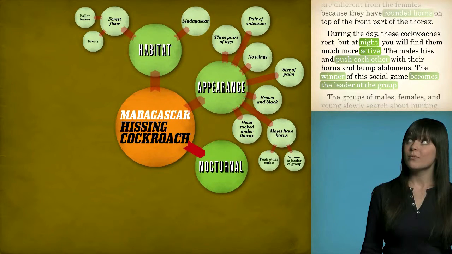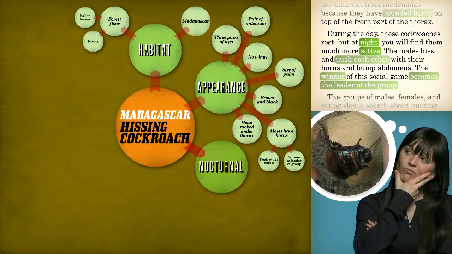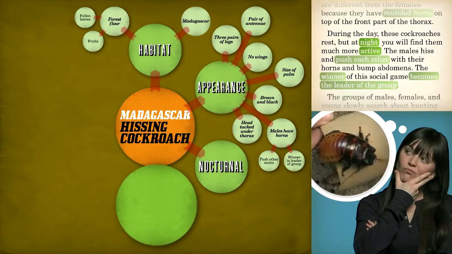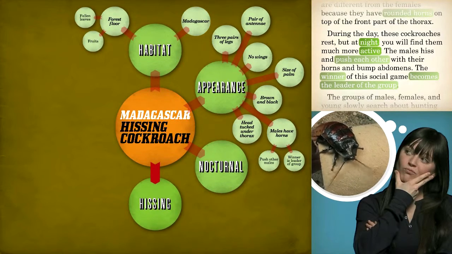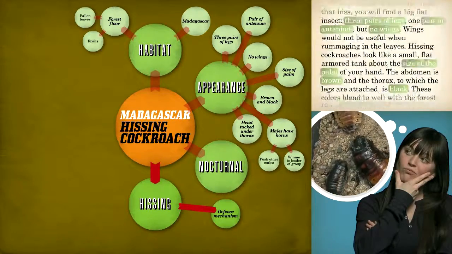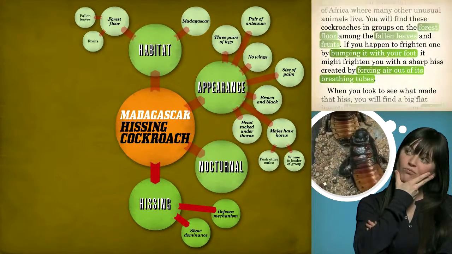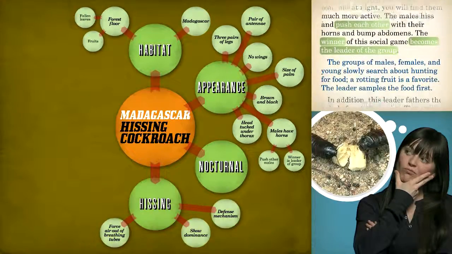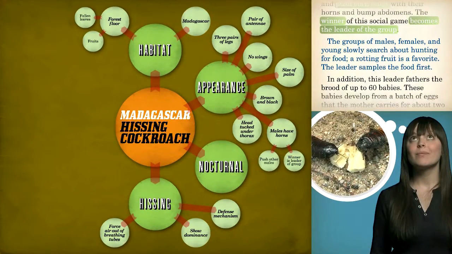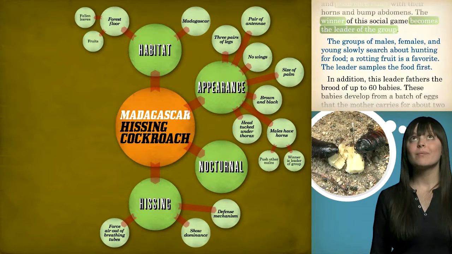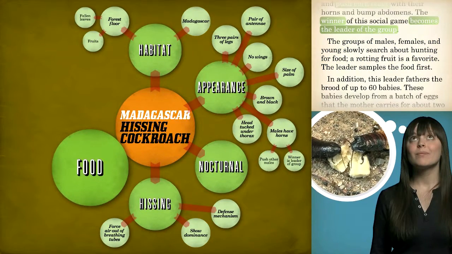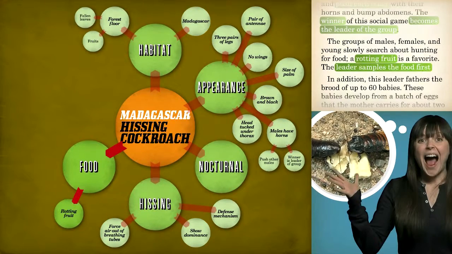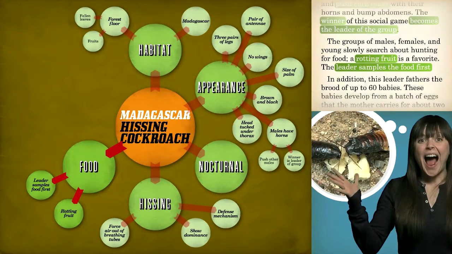All of this information helps me to better understand the hissing cockroach, where they live, and how they survive. This is getting to be a large map. But I think the hissing sound is an important characteristic, so I'm going to make a new circle extending from the center and write hissing on it. The hiss is used as a defense mechanism and to show dominance. It is made by exhaling air through breathing tubes. The groups of males, females, and young slowly search about hunting for food. A rotting fruit is a favorite. The leader samples the food first. I label the next circle food, since I've learned what the cockroach eats. They like rotting fruit, yuck! But I guess everybody has to eat.